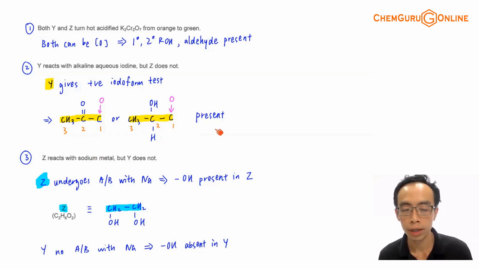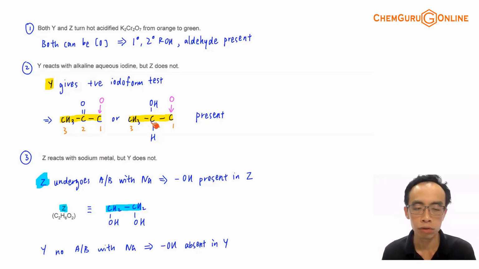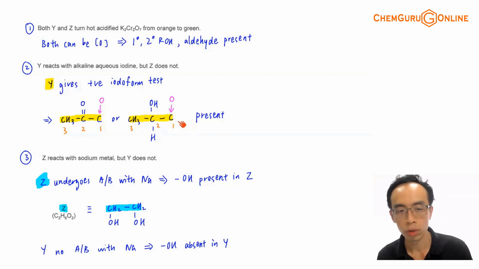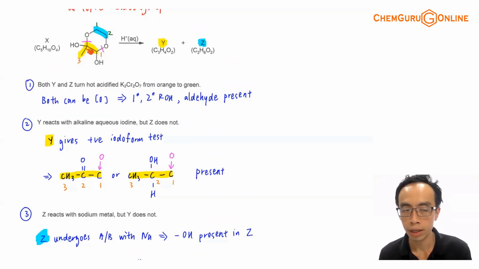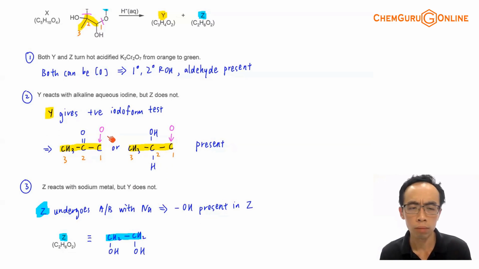Or another possibility is I'll have an alcohol version, CH3, CHOH bonded to carbon position 1. And we also remember that Y actually carries 2 oxygen, since we have already labeled this here. Okay, carbon position 2 will become C double bond O. How about your oxygen in carbon position 1? Would it be an alcohol? Would it be a carbonyl compound? What functional group will this be?